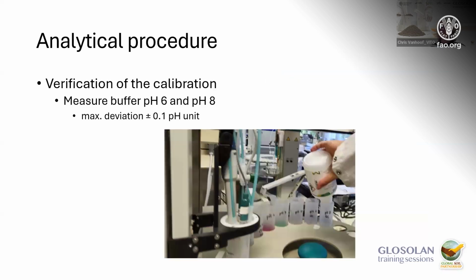A second thing that we do is a verification of the calibration, and then we measure independent buffers. It's pH 6 and 8, and we follow that up. You can see here our sample plate, the different calibration standards, and here the independent standards that are measured directly after the calibration, and we allow a deviation of 0.1 pH unit. We follow that up, that it's always within that factor, so that you can rely on the pH measurement you do on the samples further on.